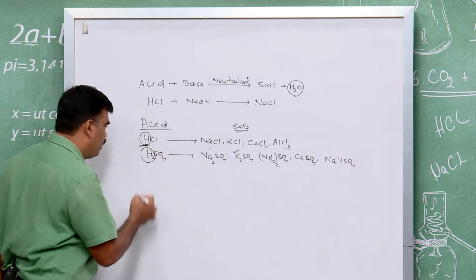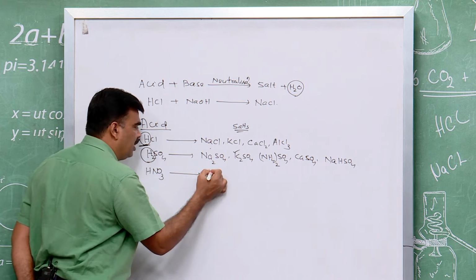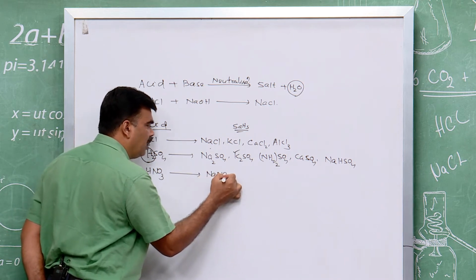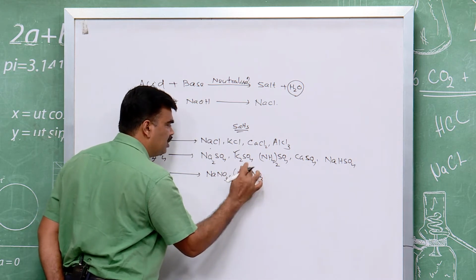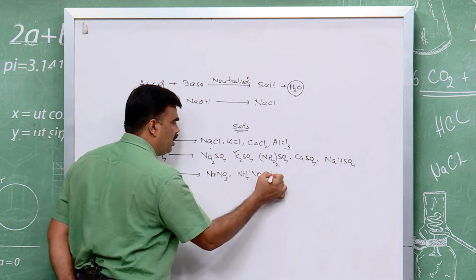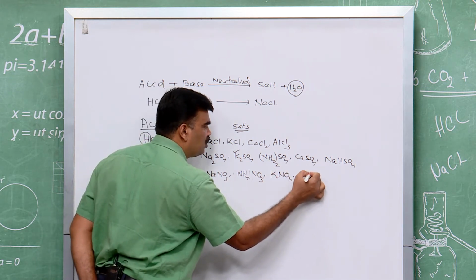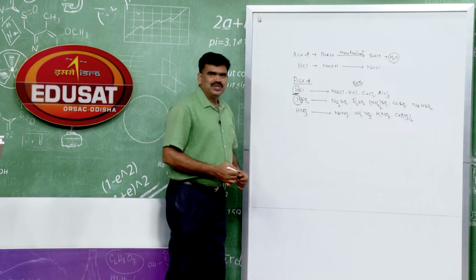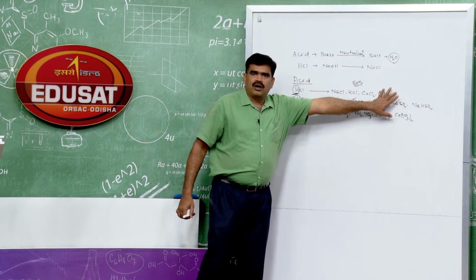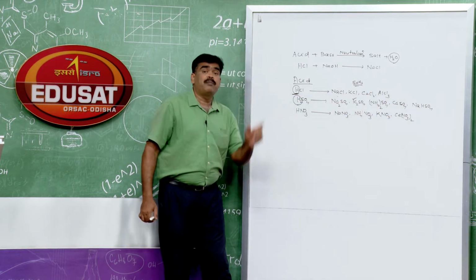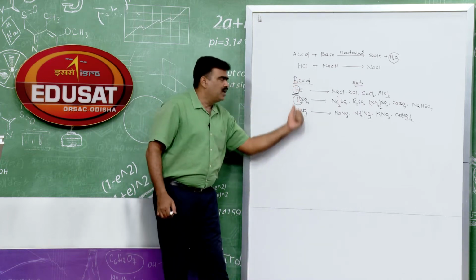Okay. Similarly, if you take nitric acid, you get NaNO3, ammonium nitrate, potassium nitrate, calcium nitrate. So these are all salts. So what are salts? Salts are the products or compounds obtained by replacing the replaceable hydrogen atoms of an acid by suitable metals.